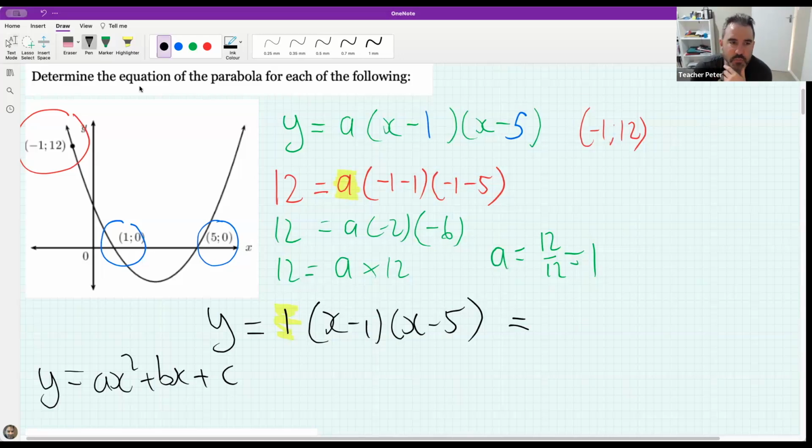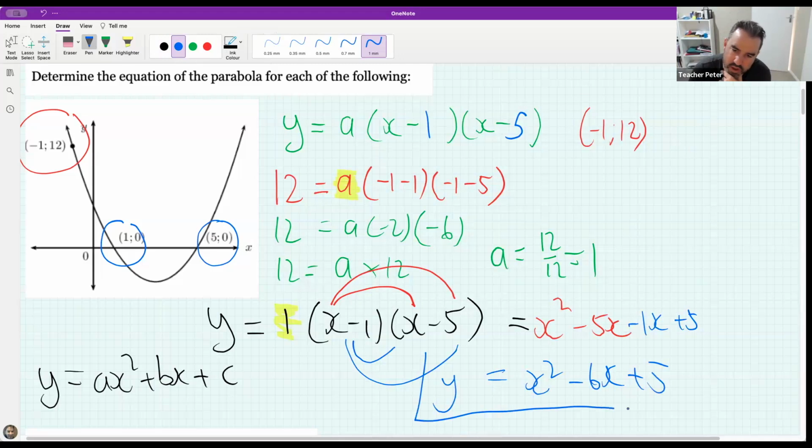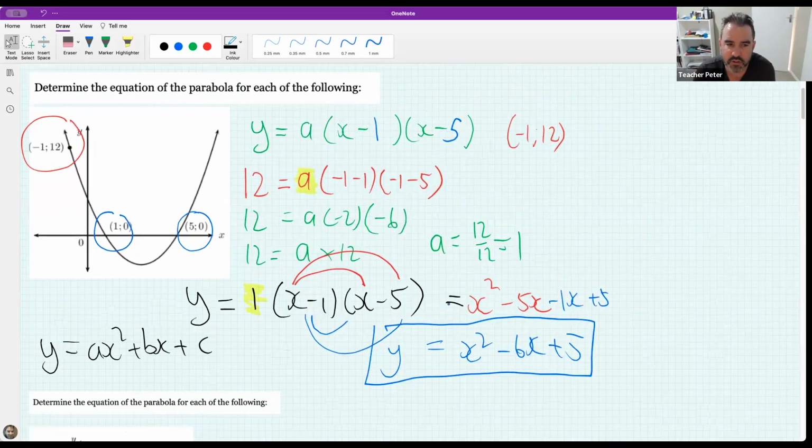Aha, we need to multiply out. Thank you, Dylan and Bouclet. So we're going to multiply this by this and this by this. So we get x squared minus 5x. And then we're going to multiply the minus 1 times the x, so minus 1x, and then plus 5. Then we look for like terms, and we see minus 5 minus 1, so minus 6. And so the equation of the parabola is y equals x squared minus 6x plus 5. And all we had to do was multiply it out.